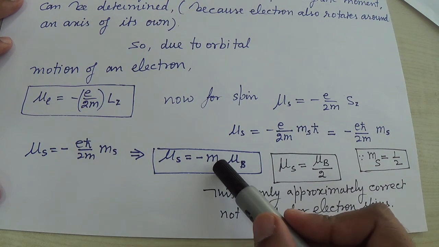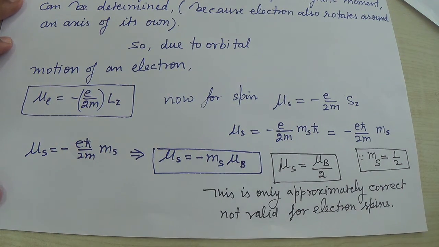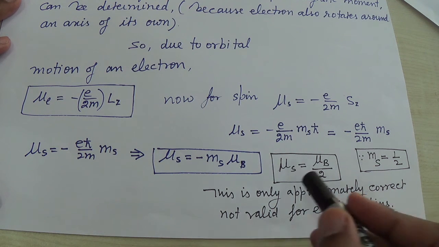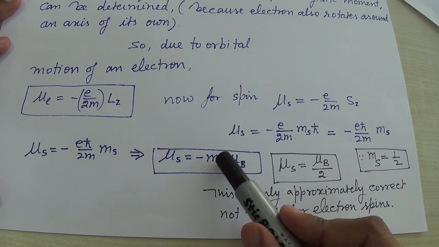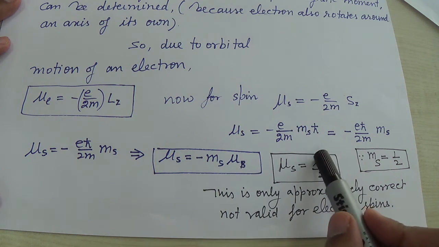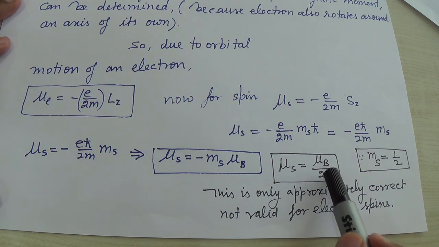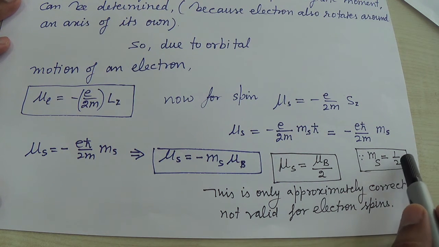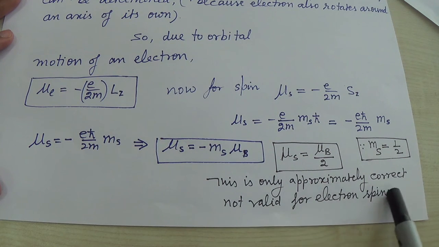Since ms is either plus 1 by 2 or minus 1 by 2, when I put in the value, I can determine the magnitude of mu s, which is basically 1 by 2 of mu b. Mu b is the Bohr magneton, and half of that will be the contribution of the spin angular momentum, with ms equal to 1 by 2.